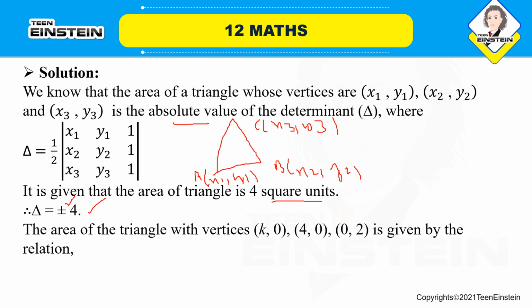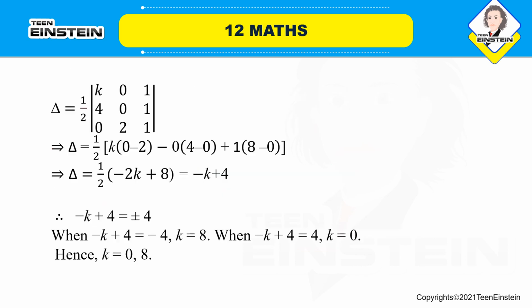Okay, so using these vertices in the given result, we have half into the determinant. The first vertex is k comma 0, so k 0. The second vertex is 4 comma 0 and the third vertex is 0 comma 2, so 0 2. And the third column elements are 1 1 1. Now expand this determinant. Expanding along the first row, if you delete the row and the column having the element k, then you will get a 2 by 2 matrix 0 1 2 1. In the downward arrow this is 0, minus the upward arrow, minus 2.